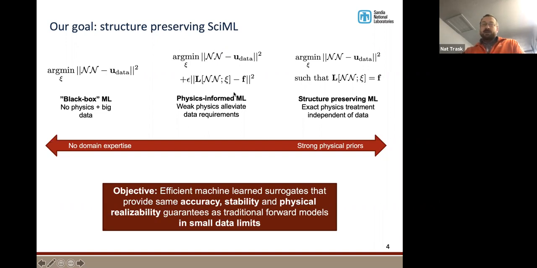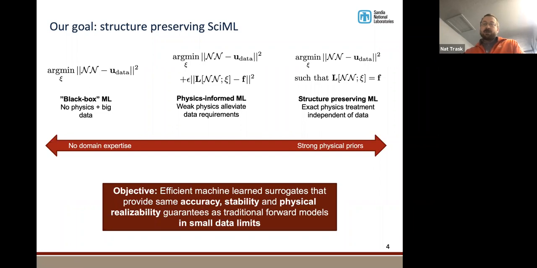And in general, these physics can only be enforced to within optimization error. So what we've been developing is what we're calling structure preserving machine learning. The idea is that you design a neural network architecture exactly so you get whatever properties you want out. And so what we'd like is that these surrogates have the same sort of accuracy, stability, physical realizability guarantees, things like conservation or involution structure for electromagnetism.